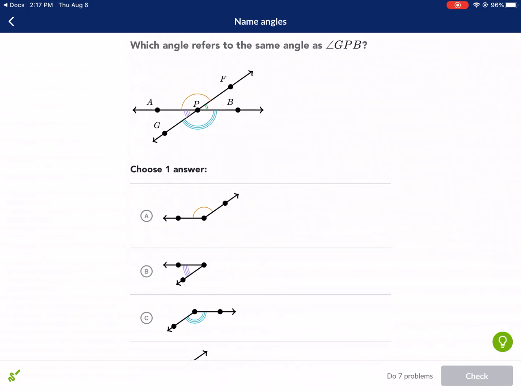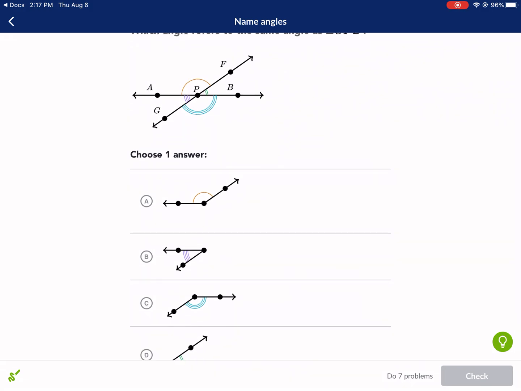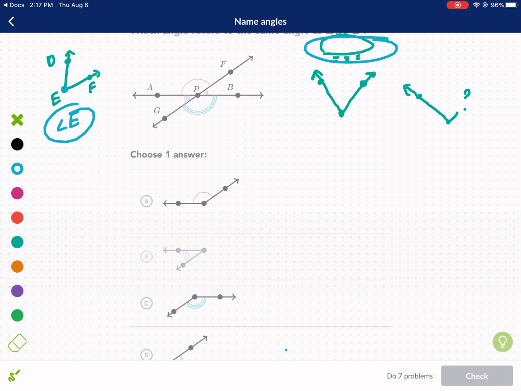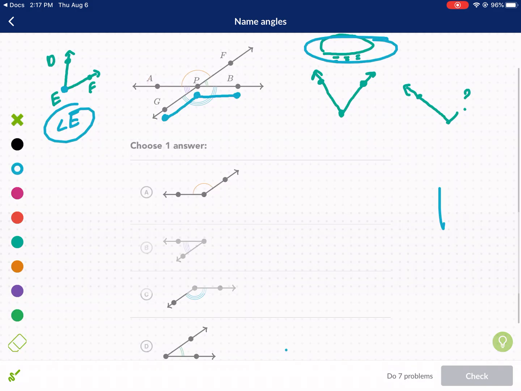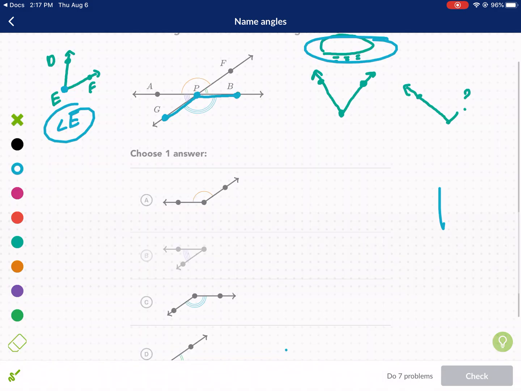So let's take a look here. As you can see, GPB is going to be this one right here. So we have G, P is kind of like the vertex between everything, and then B is here. So if you connect the 3 dots together in order, it has to be in the same order that they say up here. So in order, oops, let's move this up just a pinch, close enough. Then we have GPB, and this measure here is the angle. So we're talking about the blue, so we're talking about letter C.